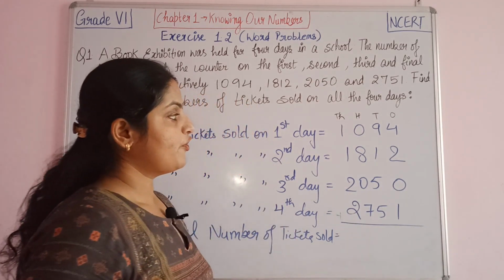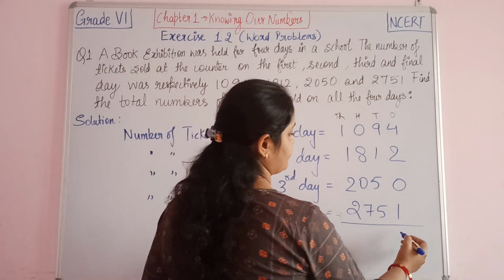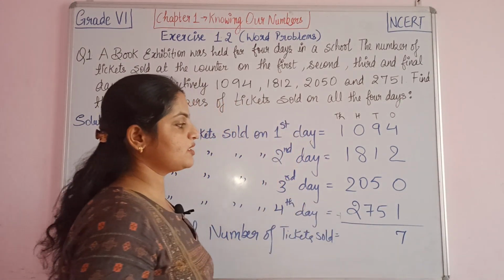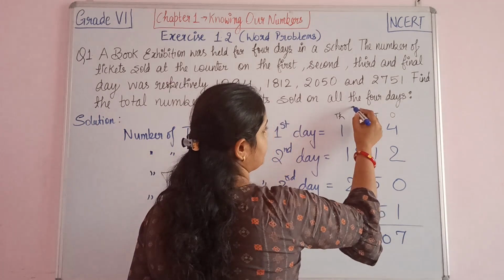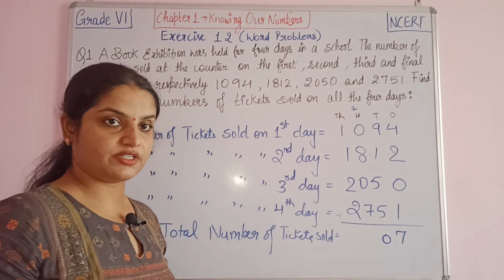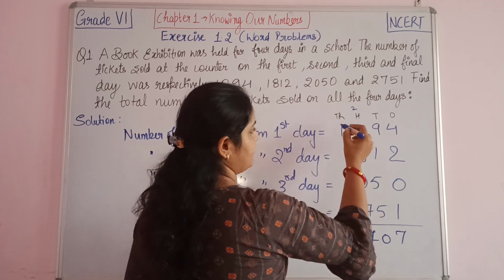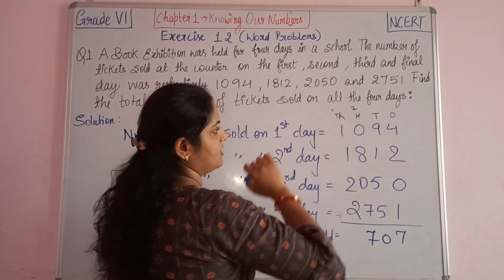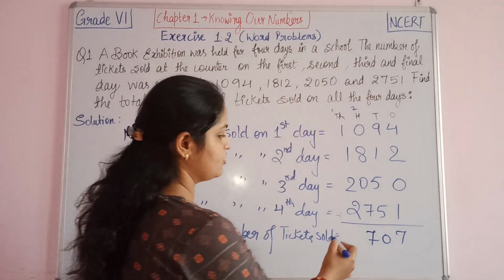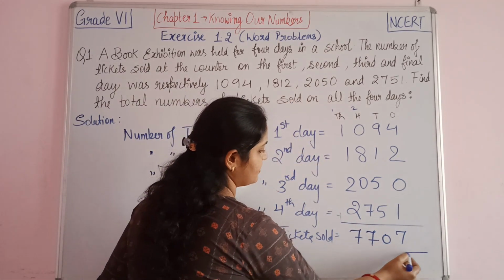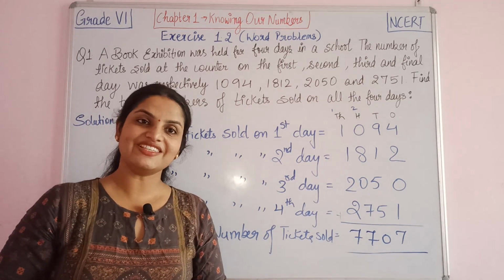What are we getting? 4 plus 2 plus 1. It is simply 7. Now 9 plus 1 plus 5 plus 5 is 20. So 0 and 2 will be your carry. It will be carry forwarded. Okay. Now 8 plus 2 is 10 plus 7 is 17. 1 will be carry forwarded. Now add these 2 to 4, 5, 6, 7. So the answer will be 7707. So how many tickets? All the tickets sold? It is 7707.